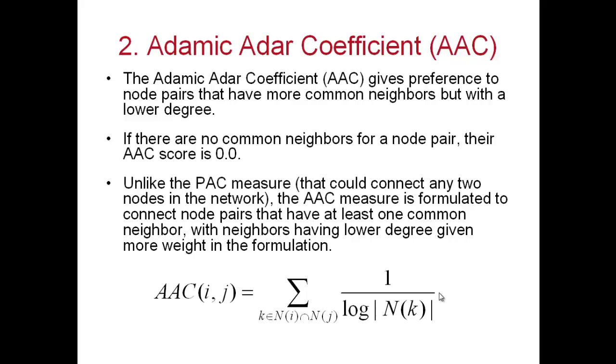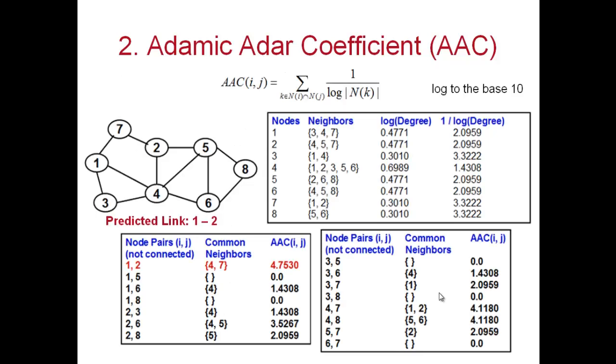Okay, and it is giving preference to neighbors that have a lower degree also. Okay, so let us do this for the same graph. Since we need to know the common neighbors, we need to write down the list of neighbors for each node.